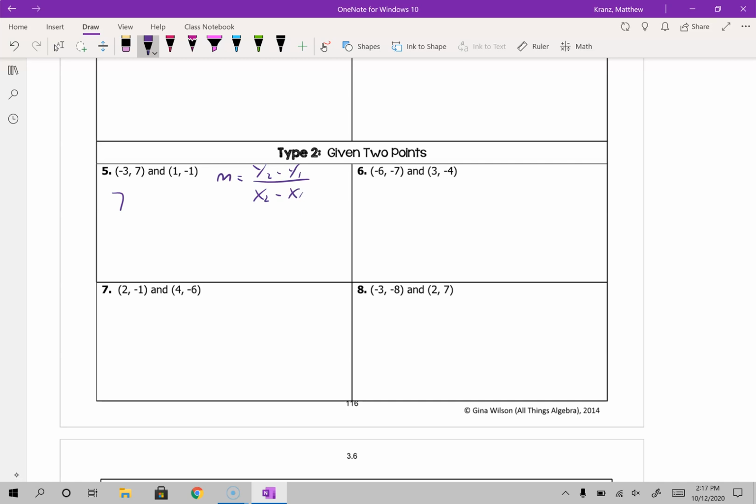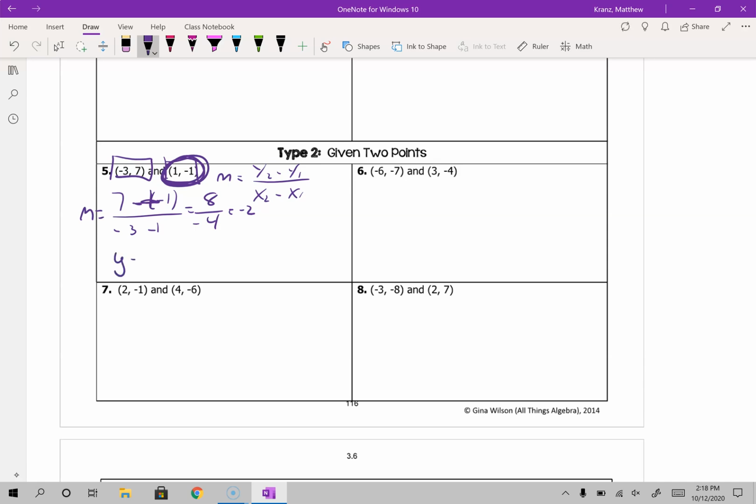We take our y minus our y over our x minus our x. This is really a positive, right? So that's 8. Negative 3 minus 1 is negative 4, so this will be a slope of negative 2. So now we can go ahead and put it in our point-slope form. We take any point. This is a point, and this is a point. It doesn't matter which one you use. I'm going to choose the 1, negative 1, because 1 seems easier to deal with.